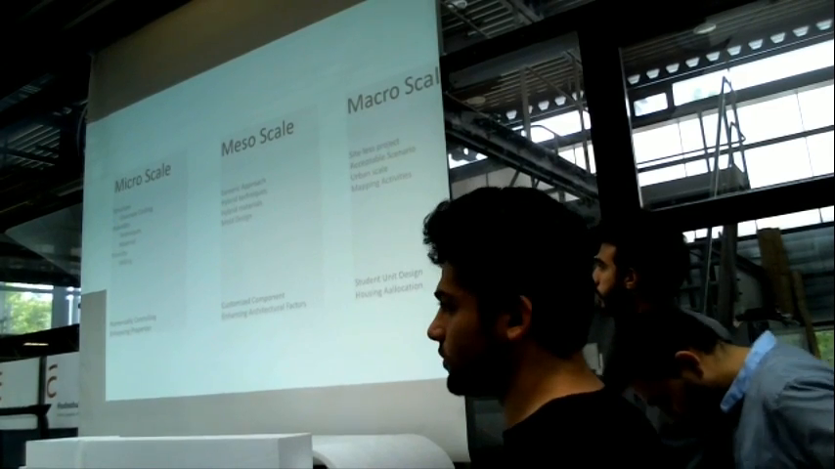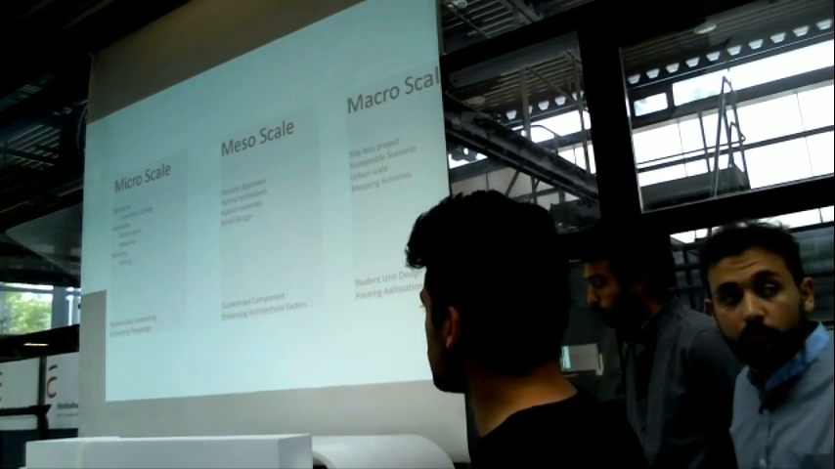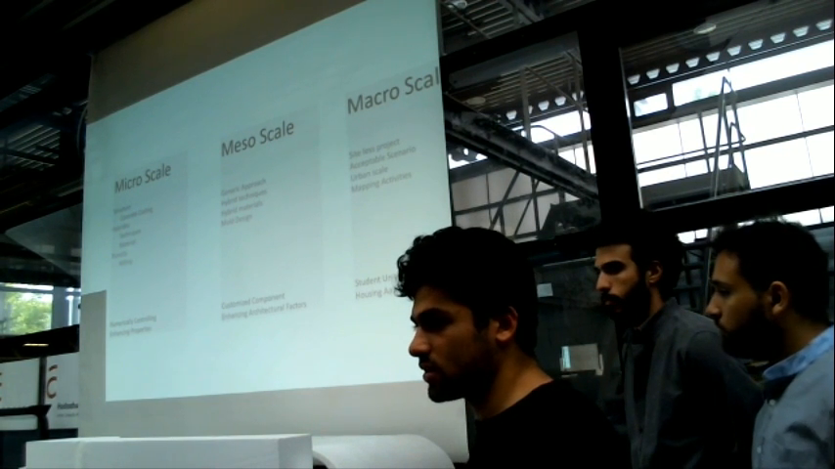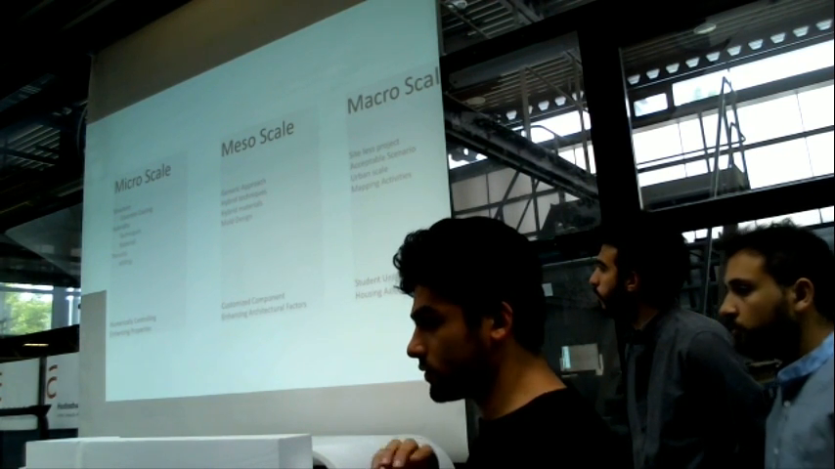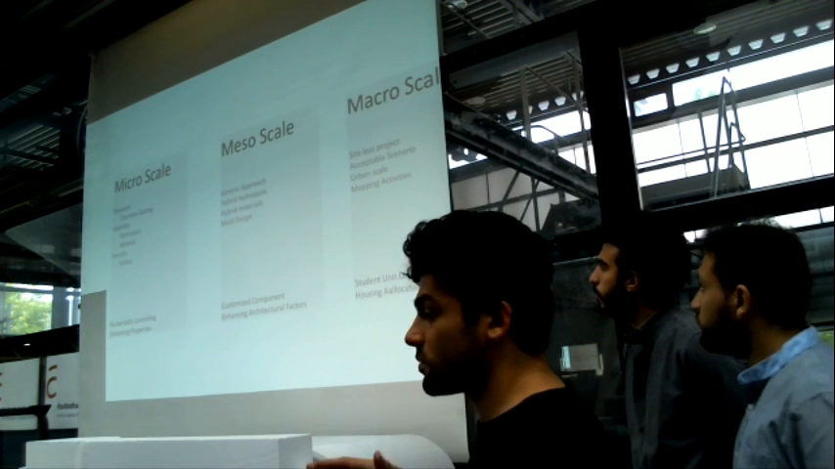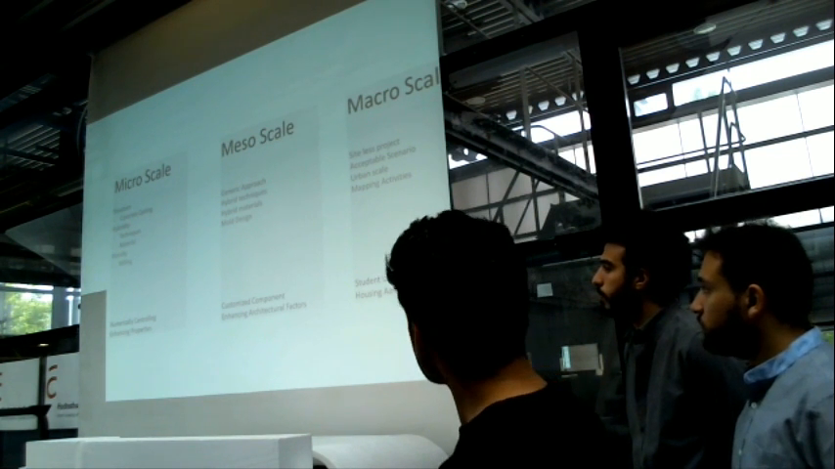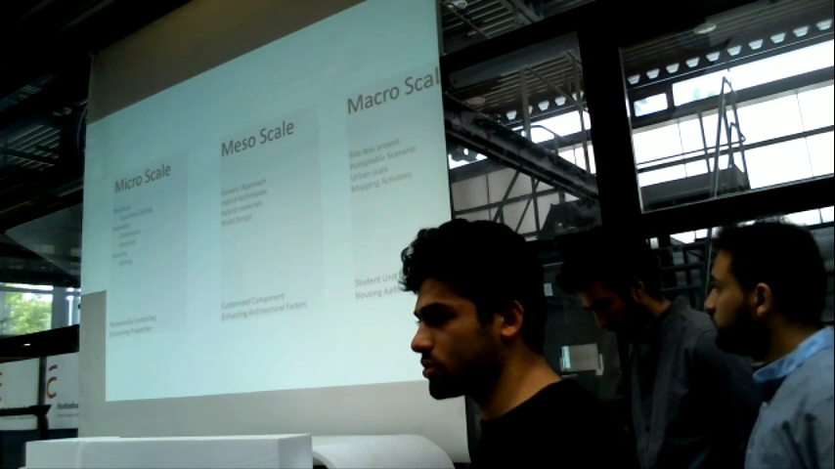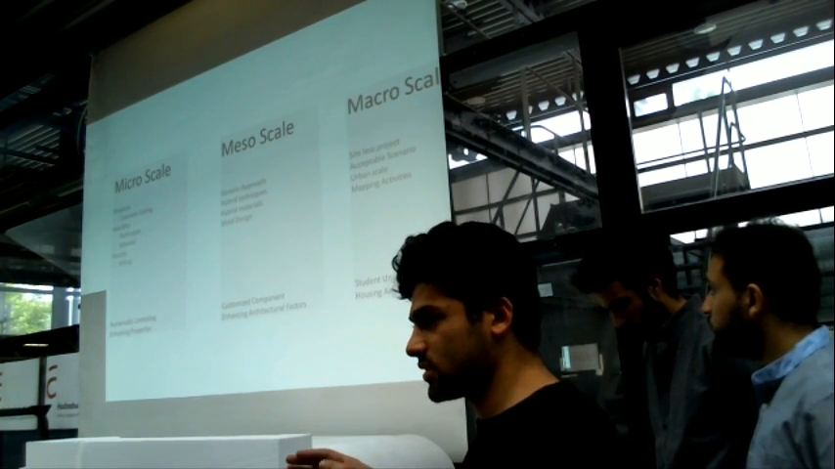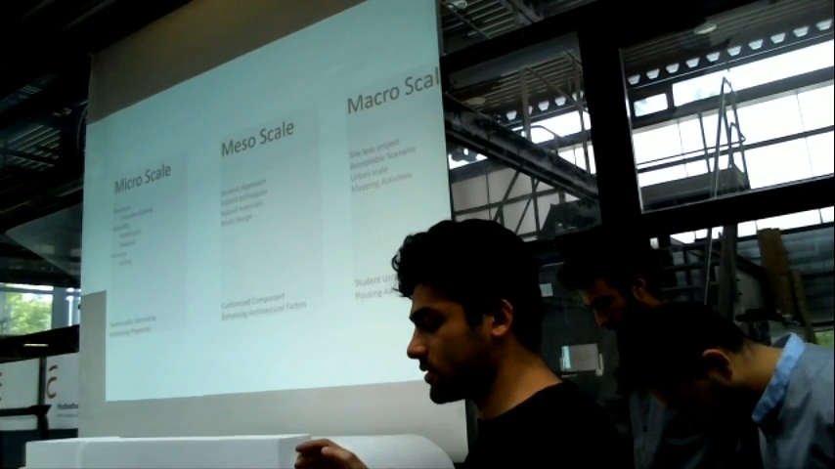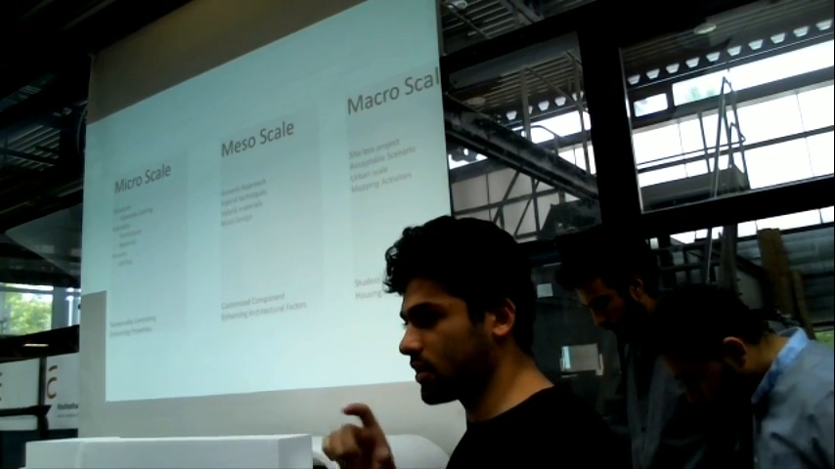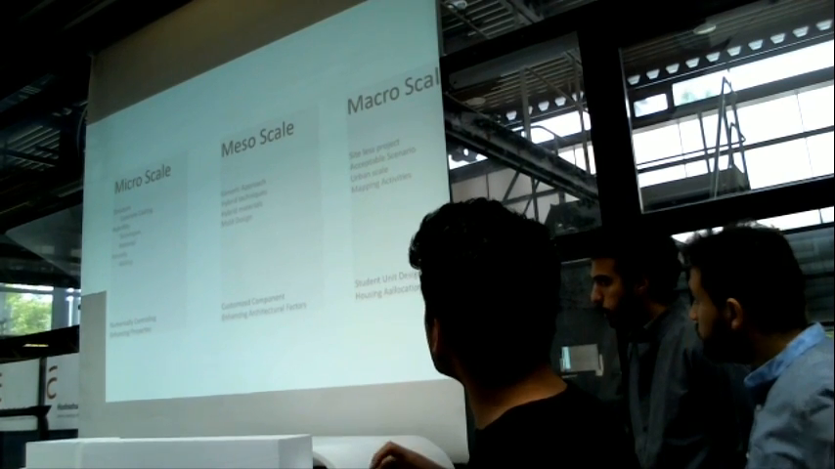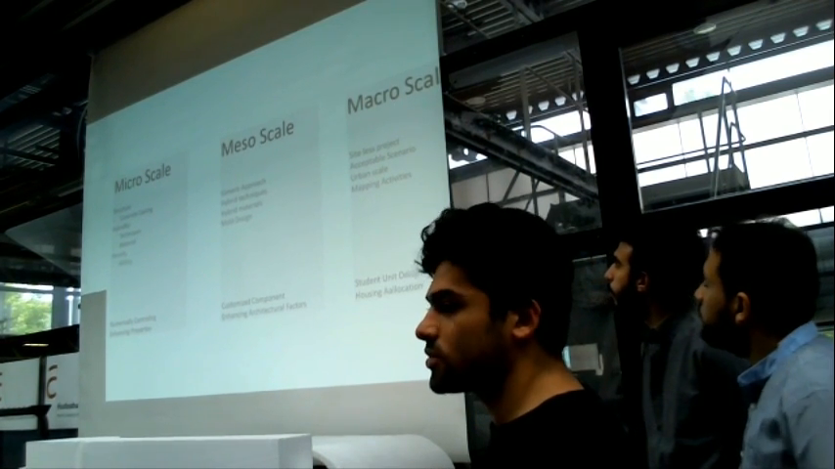For these three scales, for the micro scale, we focused on the structure and the porosity of the walls, and also the hybridity between the two materials. For the mesoscale, we tried to find a generic approach to define the functions in every part of the unit, and we also tried to use the same approach for the macro scale.